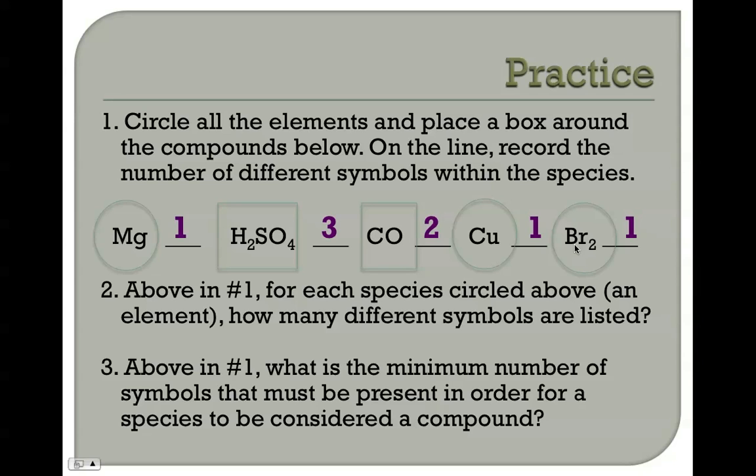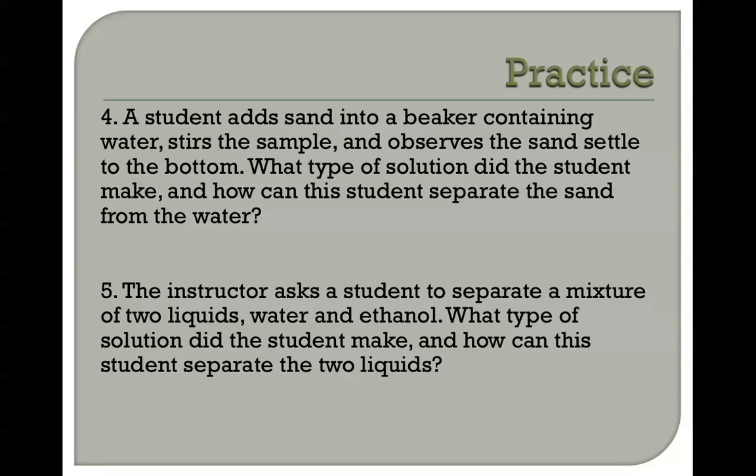What is the minimum number? How many different symbols are listed above for the ones that are circled? That would be 1. So all the elements have 1 listed. What's the minimum number of symbols that must be present in order for a species to be considered a compound? At least 2. Alright, so here are some separation techniques.